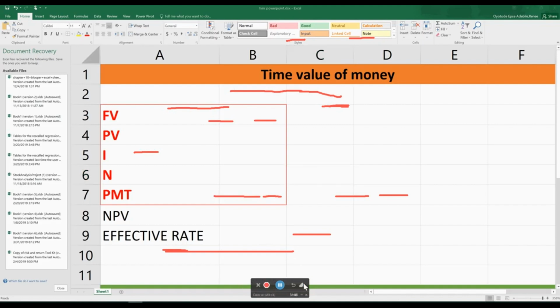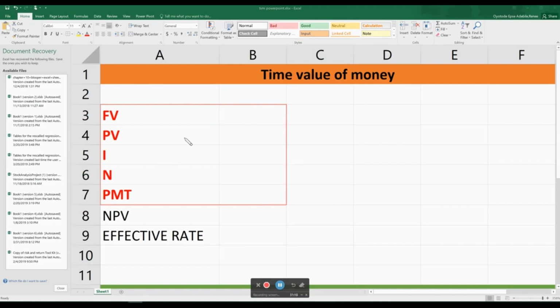Okay, so if you remember, that's the Excel sheet we actually used for chapter 5 time value of money, and I'm using the same Excel sheet to show you that it's actually the same thing that you did in chapter 5. However, this time you have to have a future value and a payment.